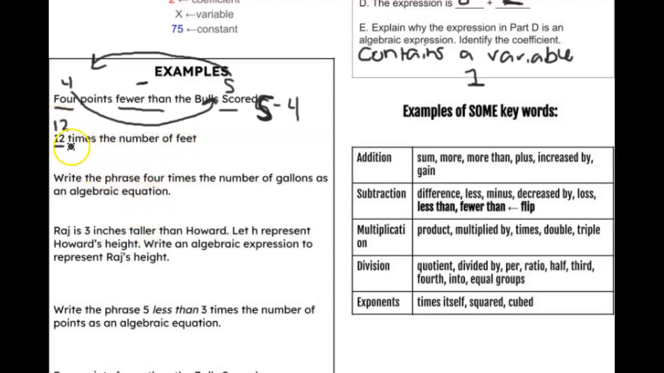The word that means our operation is times. That is times. And number of feet, I'm going to use F. Now, there are several ways that we can write this. One being 12 times F. Another being 12 times F with our dot.